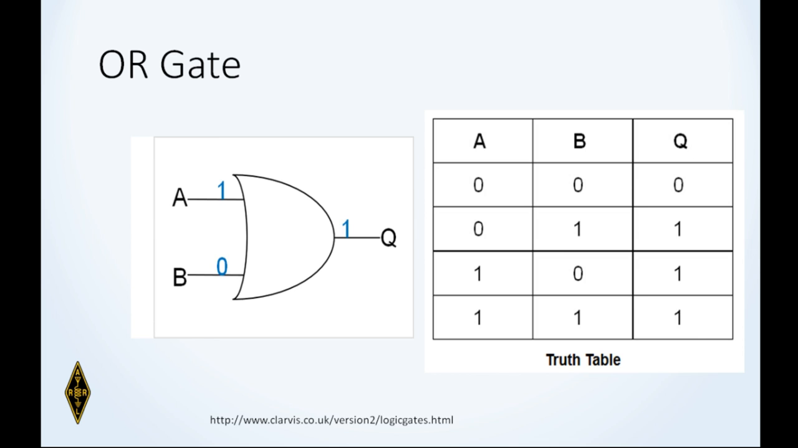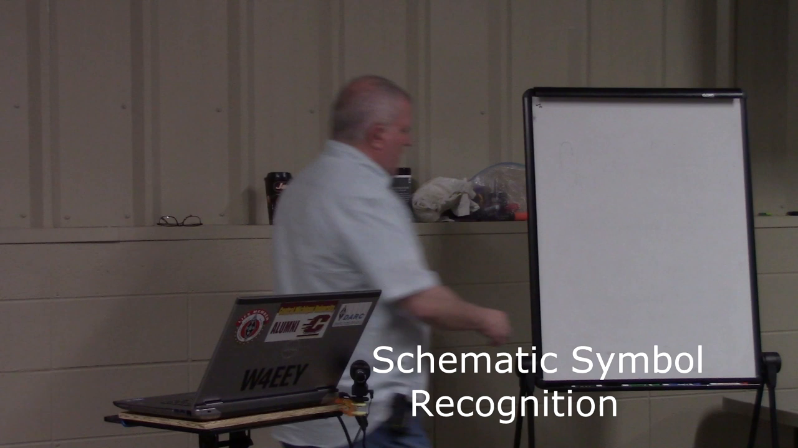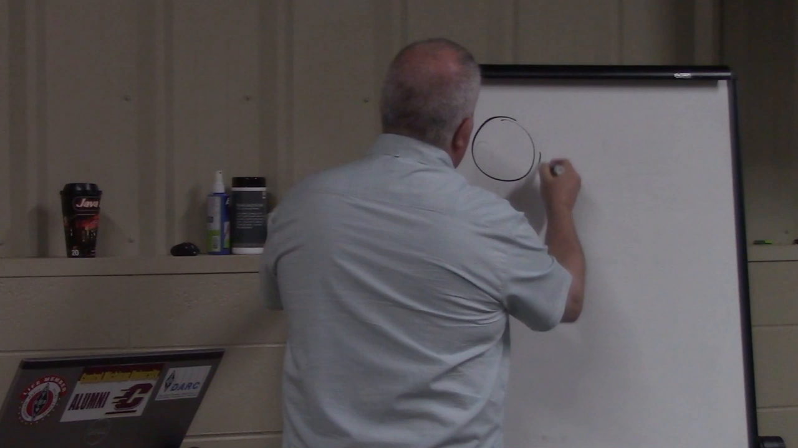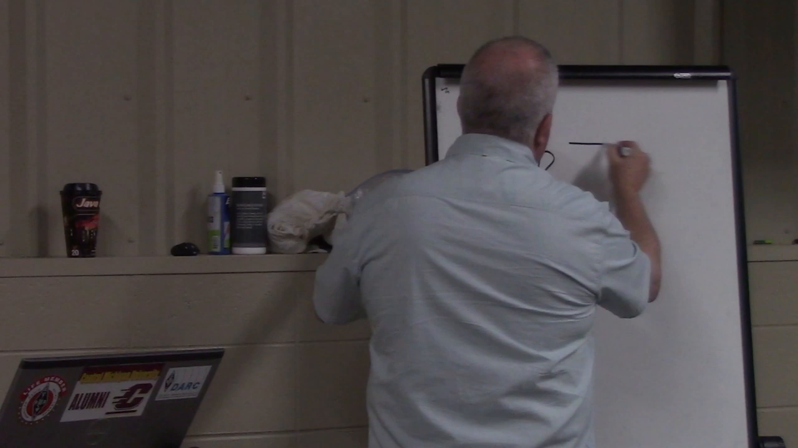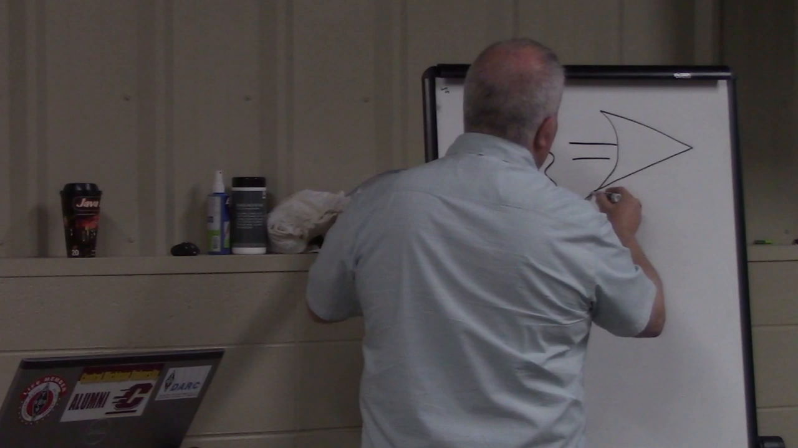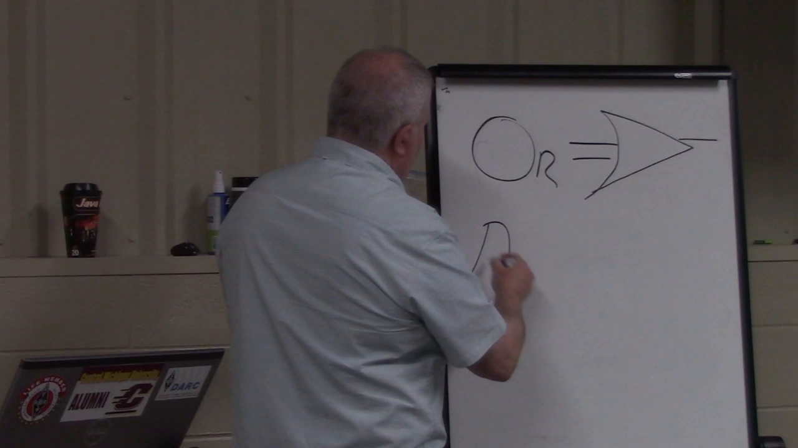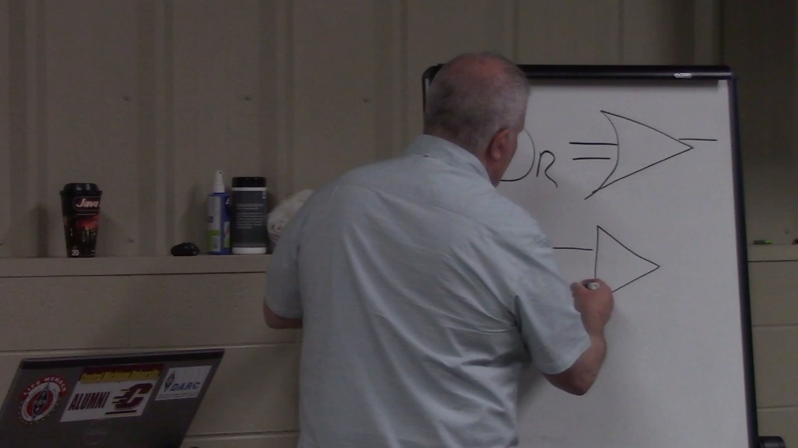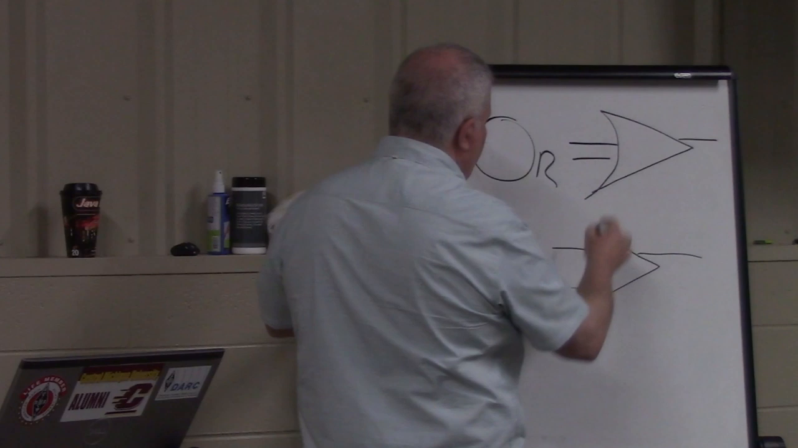Now, how do you determine whether it's an OR gate or an AND gate? Well, I like to do it this way. So we have OR, and notice the curve part of the letter here. Well, an OR gate has a curve going down here with an output. So that's an OR gate. An AND gate, notice the straight line. An AND gate is always drawn this way with a straight line here. So OR gate, curve, AND gate, straight.